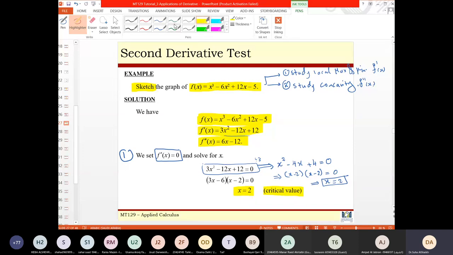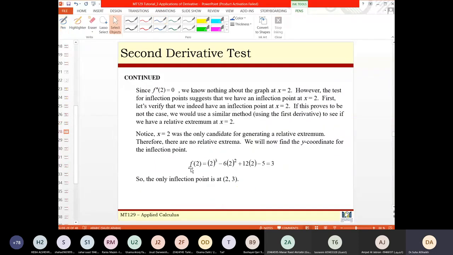Whenever I have a point, we always think about the x and the y that follows. Now the x is 2. What will be the y? It's f of 2, right? I need f of 2 to find the y of the point. You will get that f of 2 is equal to 3. So the point that I suspect has a maximum or minimum is the point (2, 3). 2 is the x and the y is 3 by substituting in the function f of 2.